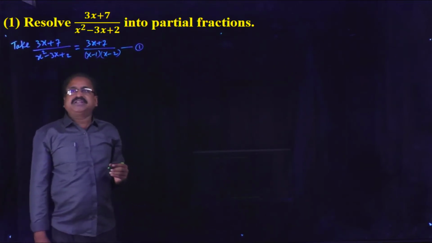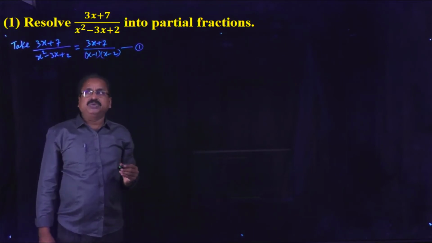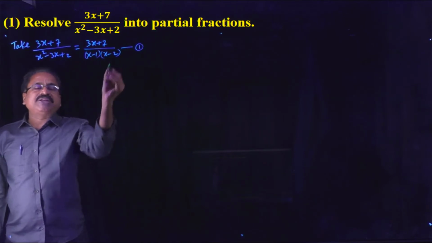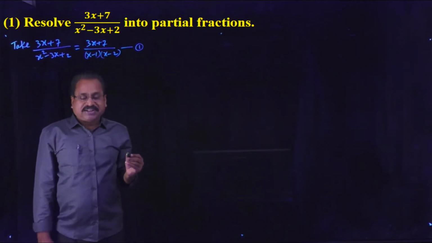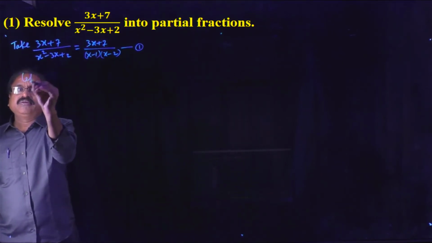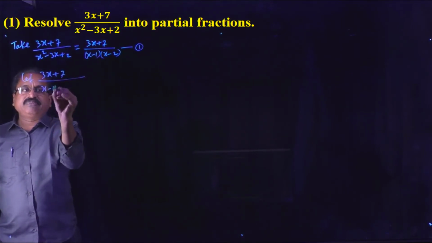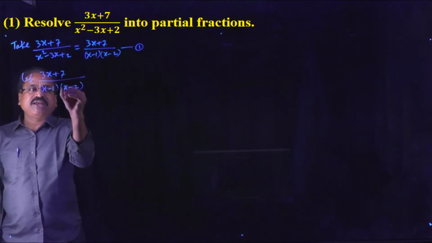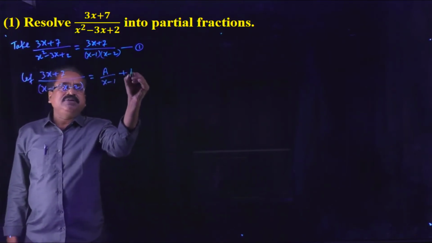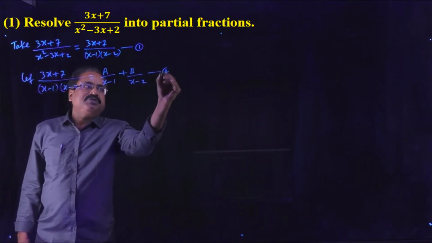X square minus 3x plus 2 can be written as x minus 1 into x minus 2. Here the factors x minus 1 and x minus 2 are linear factors. Let 3x plus 7 by x minus 1 into x minus 2 is equal to A by x minus 1 plus B by x minus 2. This is equation number 2.